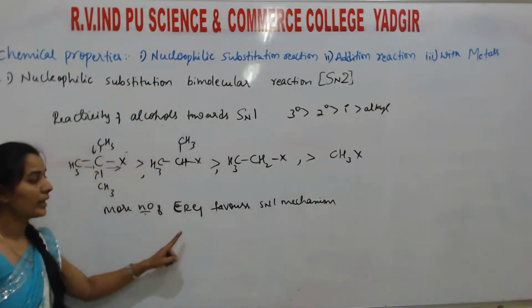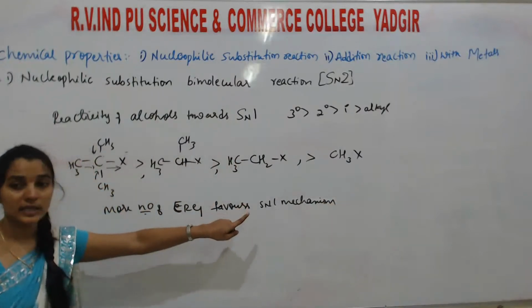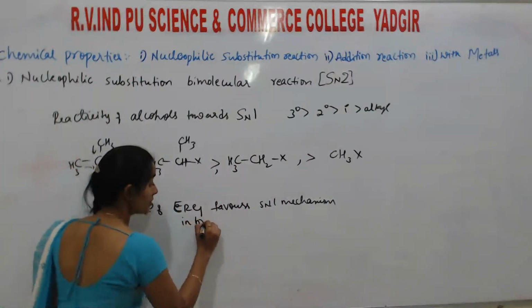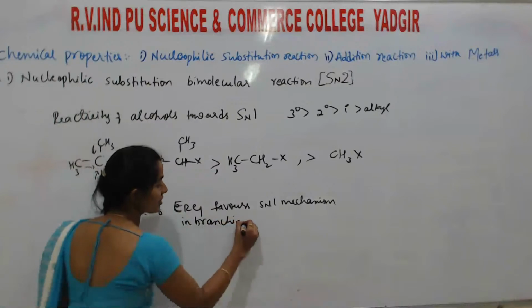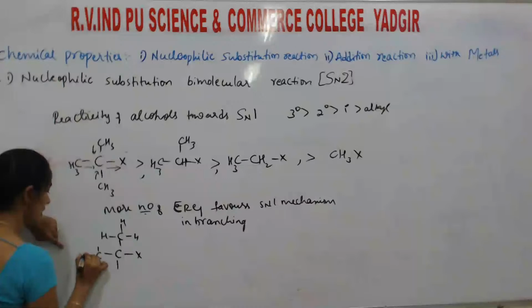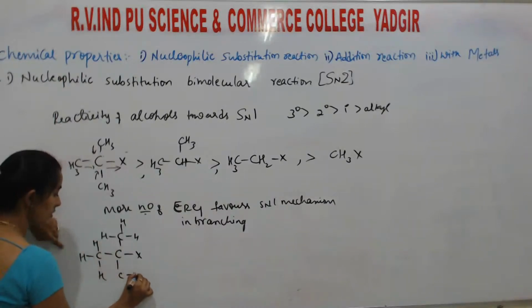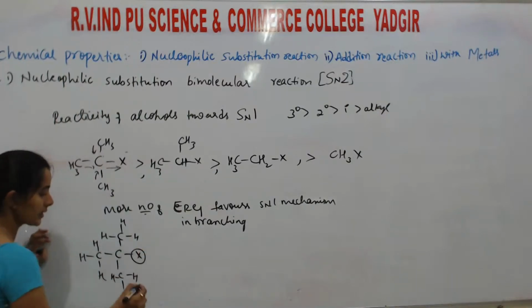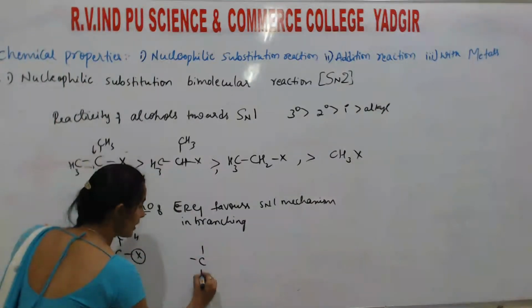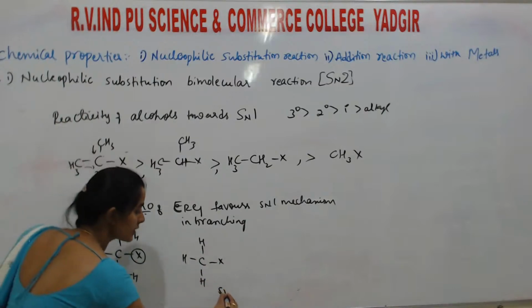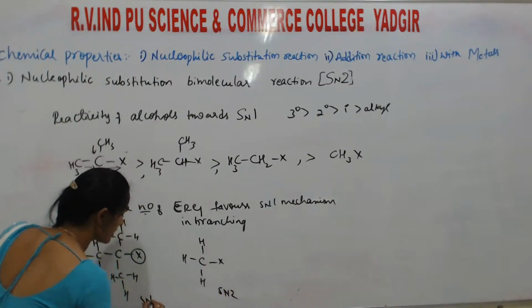More number of electron releasing groups favors SN1 mechanism, especially in branching, not in straight chain. Not in straight chain. More number of electron here. This is the explanation. That this is the X. So in alkyl, if we take X, means this is H, H and H. Okay, so if this one favors SN2 mechanism, this one favors SN1 mechanism.